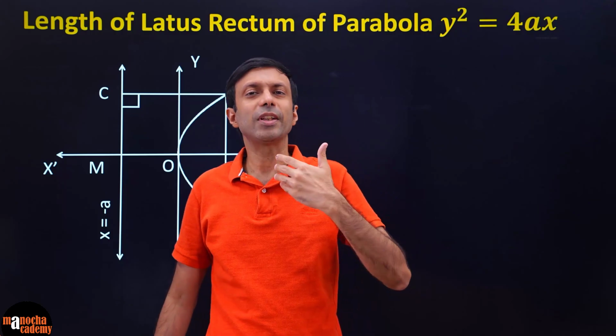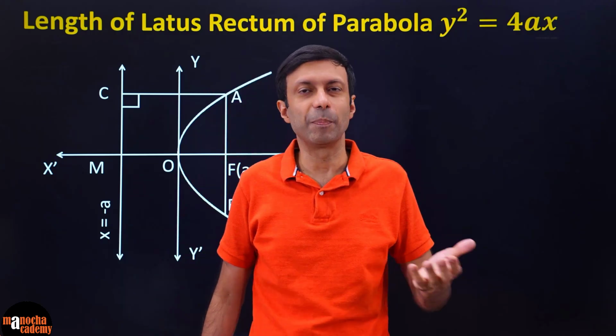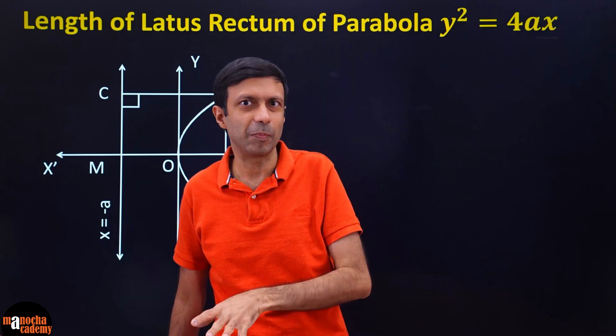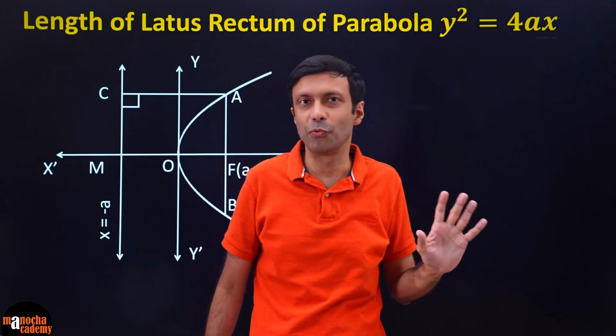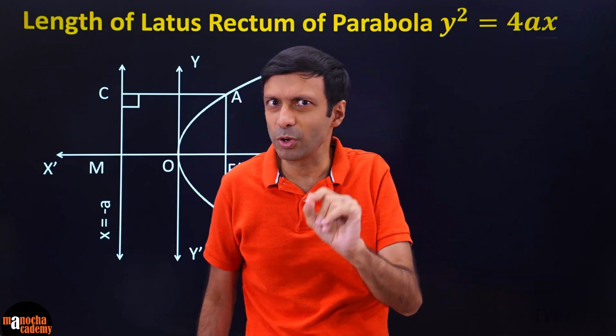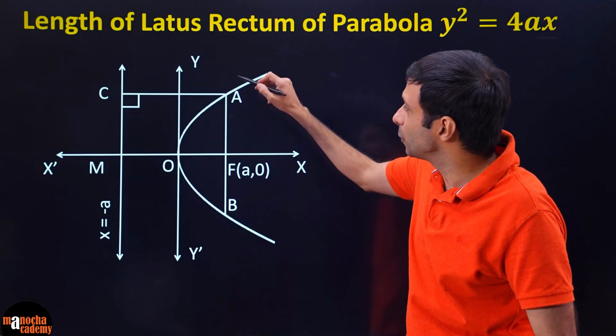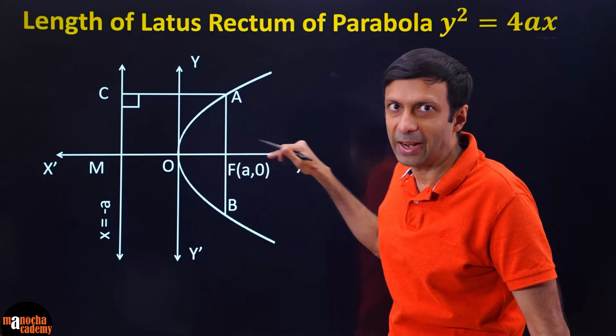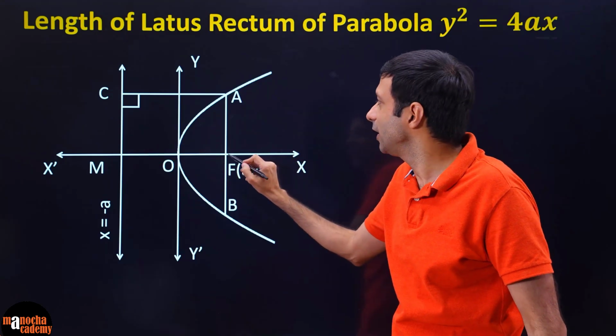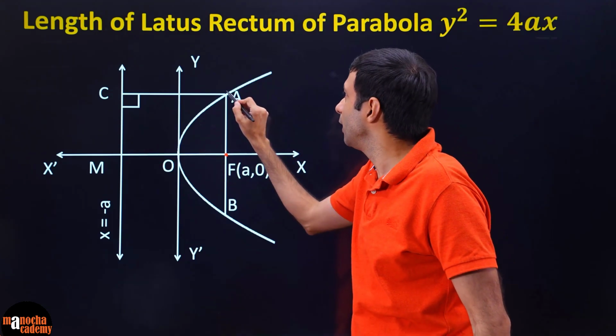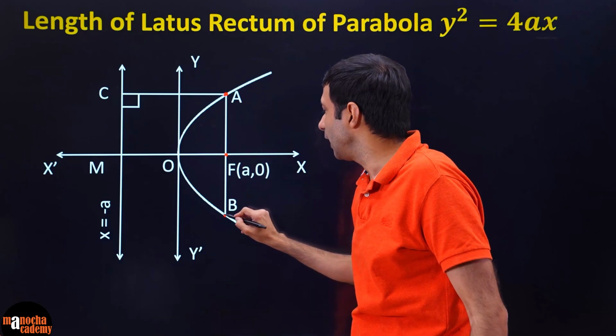Now let's say I ask you, what is the length of the latus rectum of the parabola? Again, we'll take the right-handed parabola with the equation y square equal to 4ax. So guys, you remember what is latus rectum? Latus rectum was this line which is perpendicular to the axis of symmetry and passing through the focus. So we are interested in this line AB.